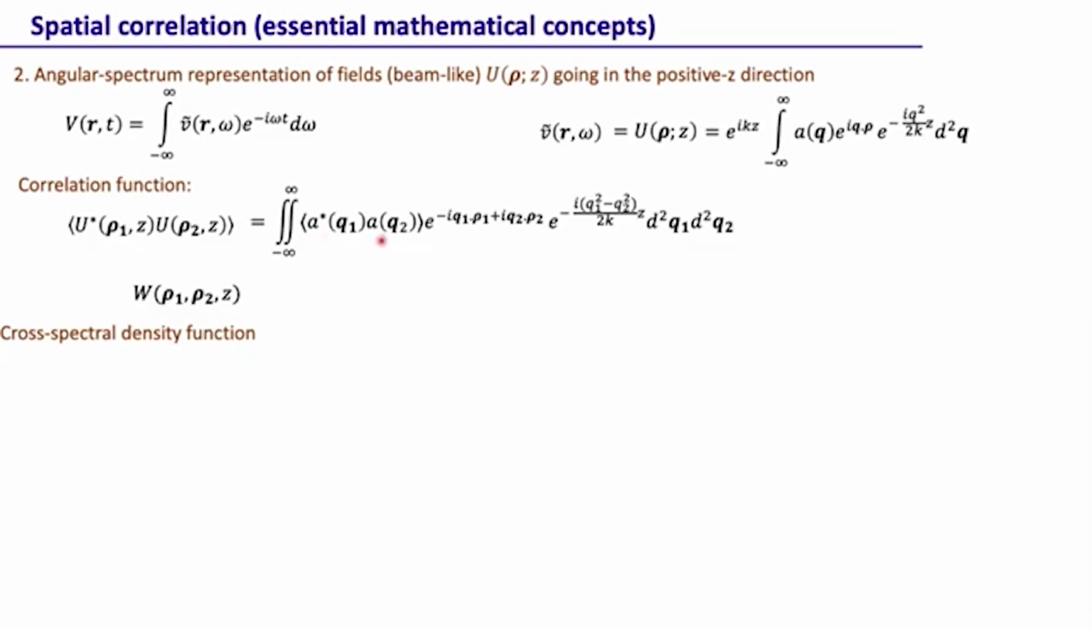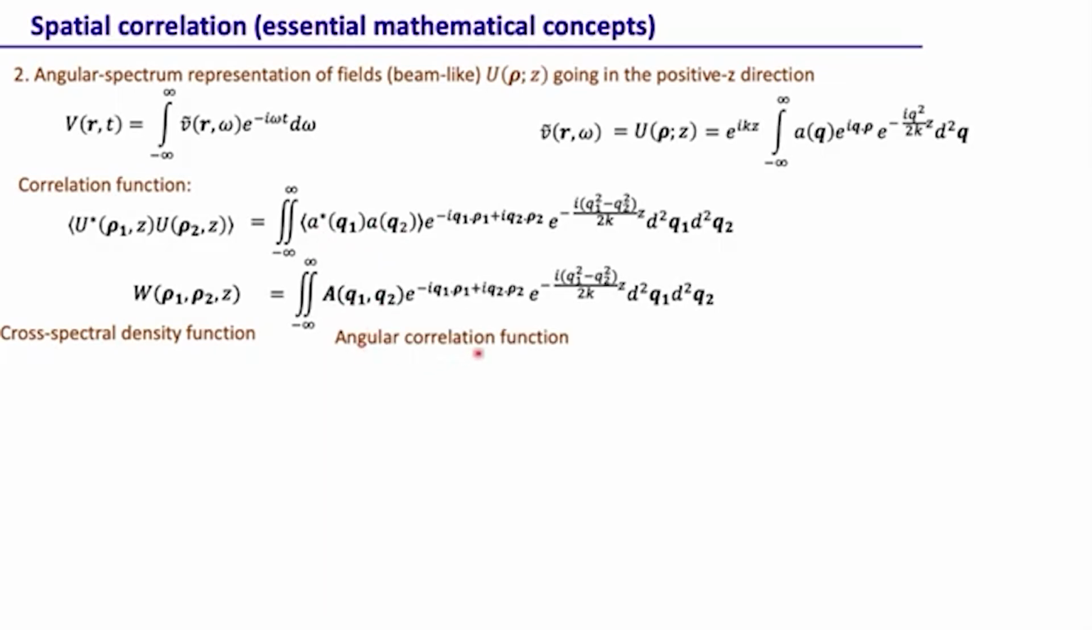This A(q1) A(q2), we write as capital A(q1, q2), and this is called the angular correlation function. This cross spectral density function and angular correlation function are related like this. And just like in the case of time, when we saw the temporal correlation function and the correlation function in frequency had a very nice Fourier relationship, which we then called the generalized Wiener-Khinchin theorem, and then the normal Wiener-Khinchin theorem, can we have something similar here? If you look at it, there is a relationship, but this is not exactly a Fourier relationship here.